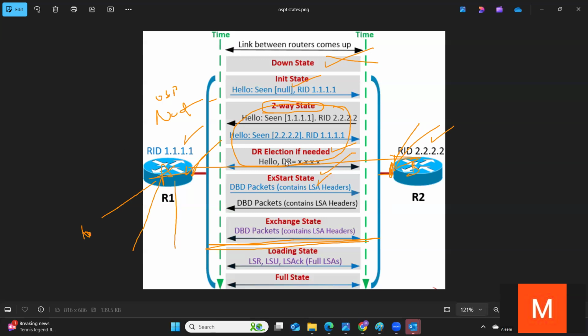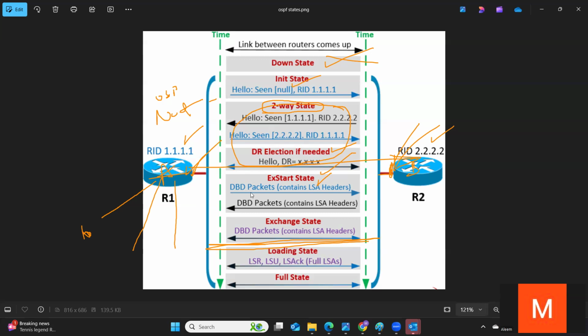First, the down state means no neighborship. The init state means one router we configured with OSPF and another router we haven't configured. Two-way state means we configured both ends. They start to exchange hello messages and the neighborship will be formed. Some neighborship parameters are there, I will explain, and the DR BDR election also happens in the two-way state. We'll discuss that. After that, they will exchange the DBD, database description packets.